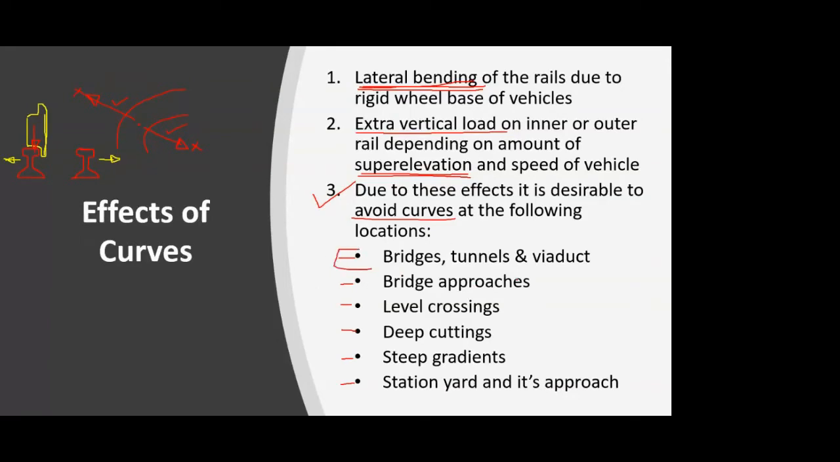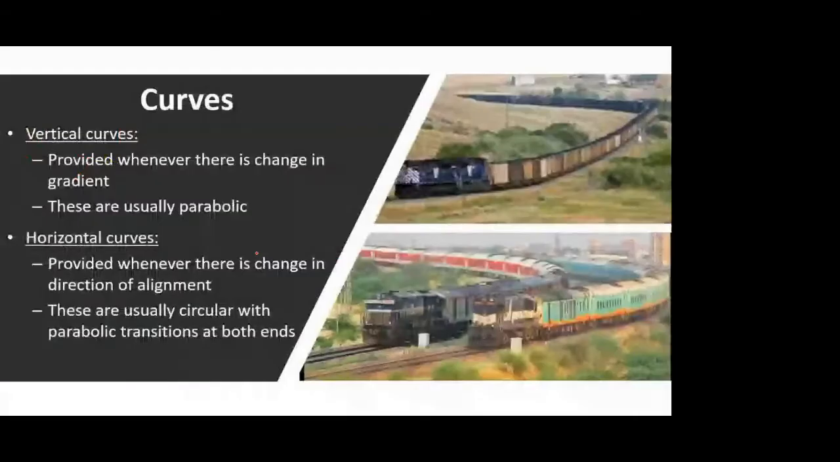Okay, but then theoretically, as much as possible, we try to avoid curves at this location, all due to these two factors. So that's the effect of curves on your railway track. Coming to the types of curves, as you can see in this picture, you can have mainly a broad classification of two types of curves. One is the vertical curve.